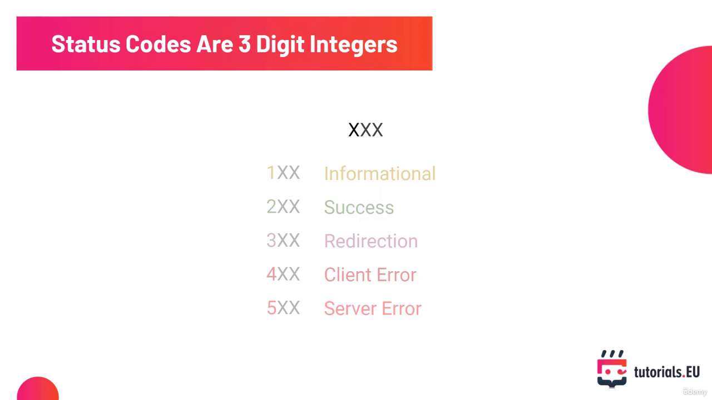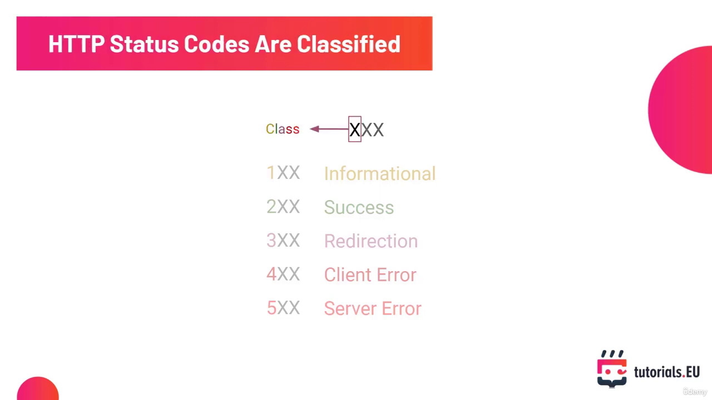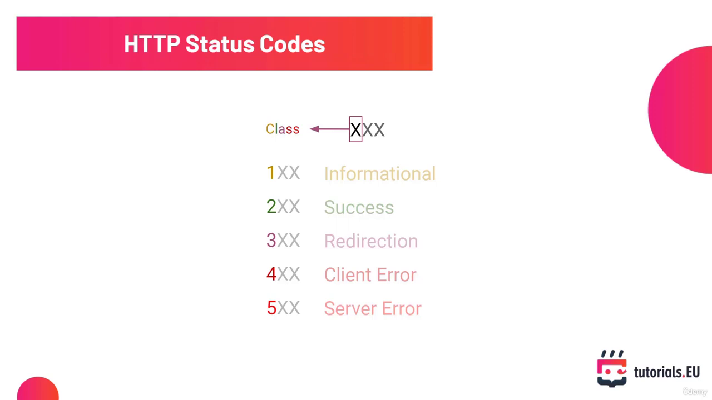HTTP status codes are 3-digit integers. The first digit indicates the class or category of the response. There are 5 classes of HTTP status codes in total. The ones that start with 1 are informational. An informational response indicates that the server has accepted the request and the client should continue with the request.